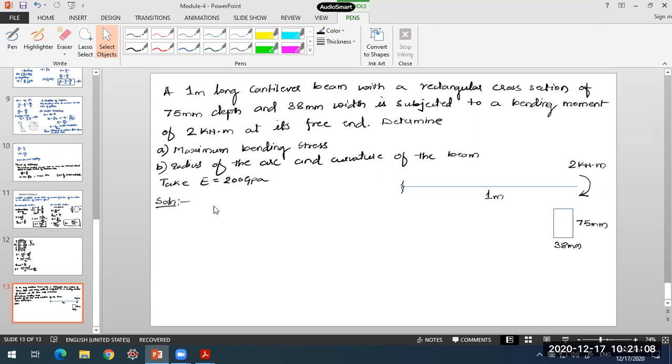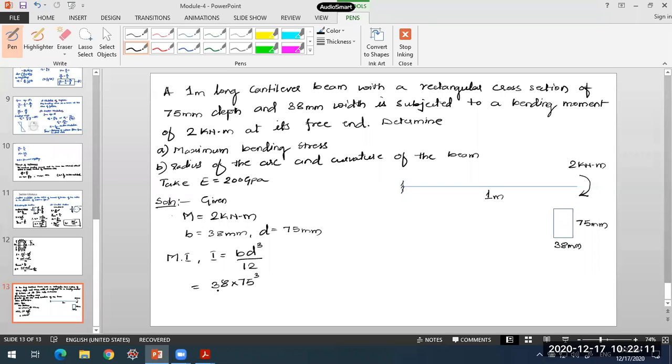First we'll find out its moment of inertia. Let me write what data is given here. Given data: bending moment M is equal to 2 kilonewton meter, the width of the beam is 38 mm, depth of the beam is 75 mm, and span is 1 meter. Young's modulus is given to us. With this, the first thing is moment of inertia I, which is equal to bd cubed by 12 for a rectangular section. Here it is 38 into 75 cubed upon 12.